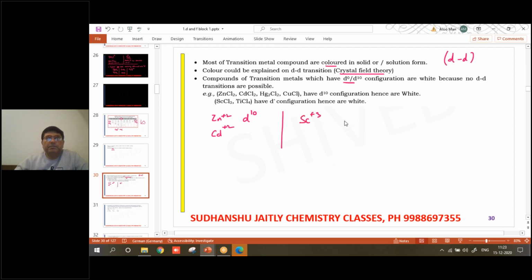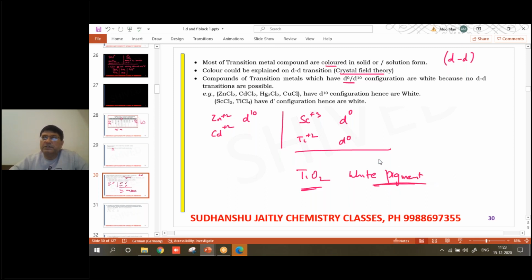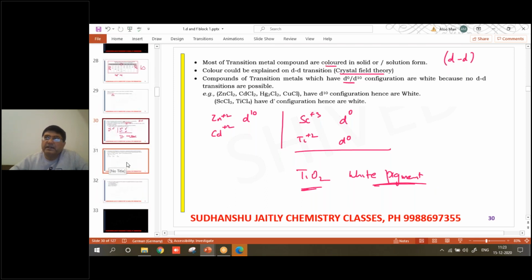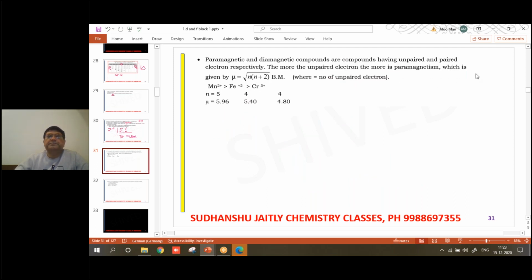Scandium, d0. Titanium +4, d0. White. Remember, TiO2 is a white pigment, very unreactive. It is being used for providing white color to your medicine. The white color you see in a simple Crocin is because of titanium oxide. Harmless, and the density is low. You people have been taught about this.